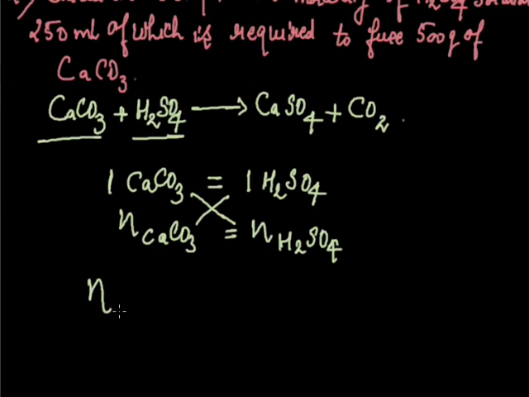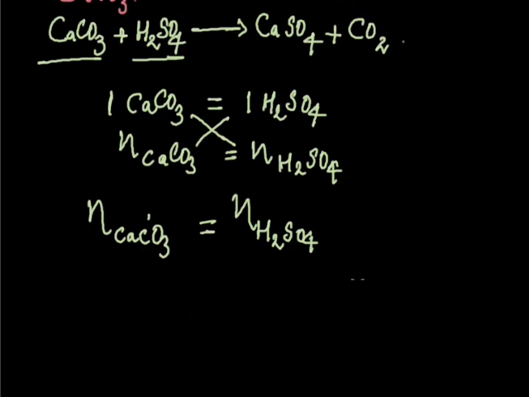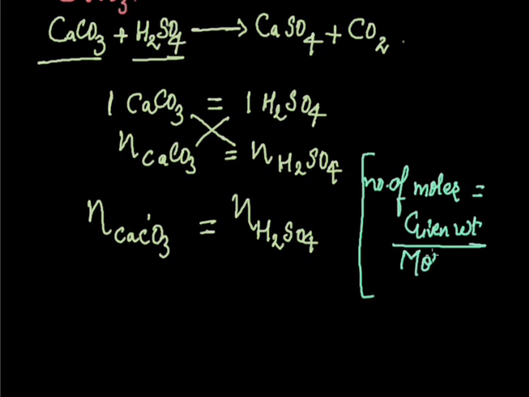So, number of moles of CaCO3 is equal to number of moles of H2SO4. Now, what is given in the question? 500 grams of CaCO3. With the help of the formula, number of moles is equal to given weight by molecular weight. It can be calculated by either method.